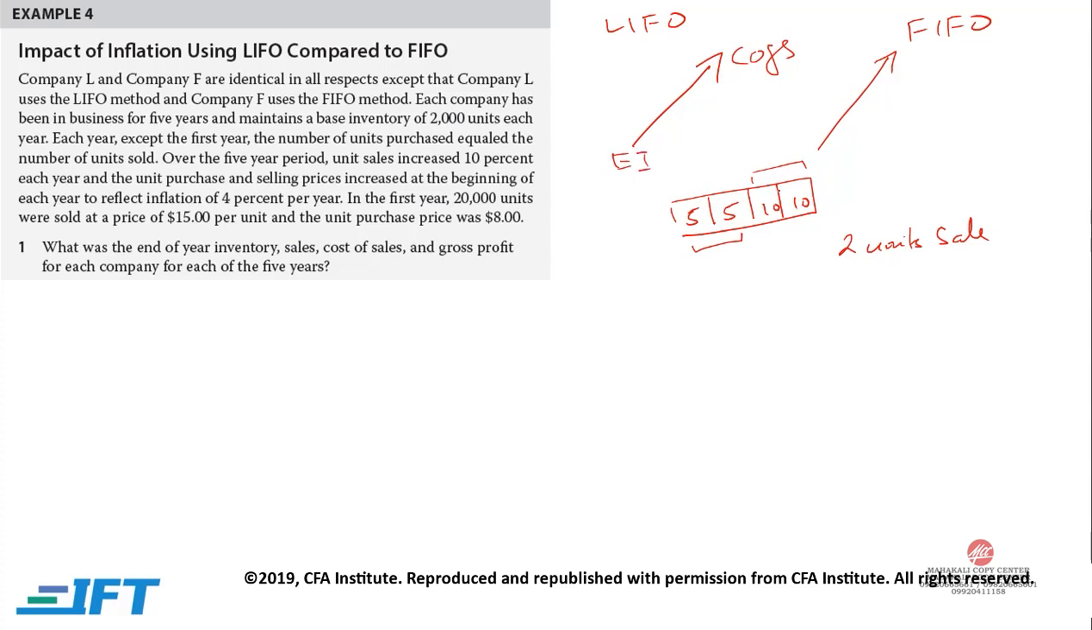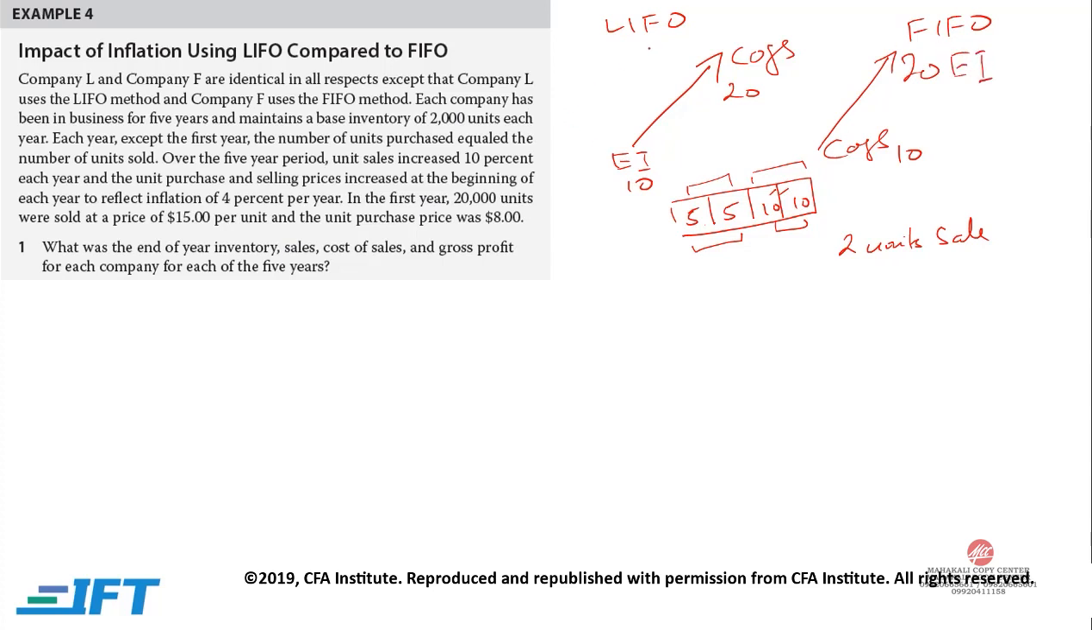So if we are selling the 2 units, these units will be sold, so the cost of goods sold would be 20, and the ending inventory would be 5 plus 5, that is your 10. But if instead we are using first in, first out, then cost of goods sold would be 5 plus 5, because this is first in, first out. So your cost of goods sold would be low and your ending inventory would be 10 plus 10, that is your 20.